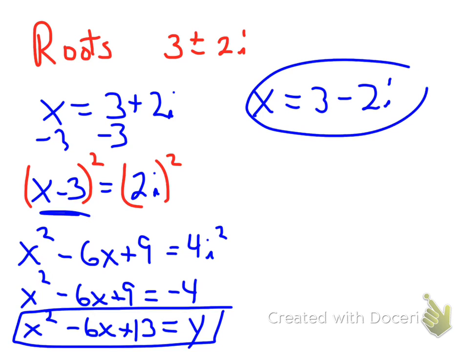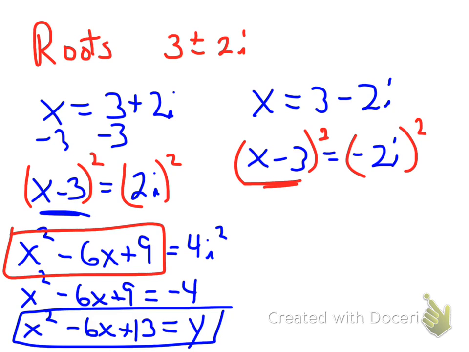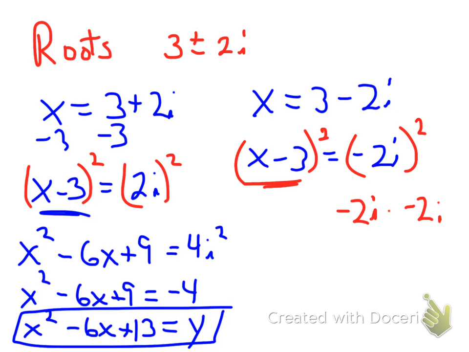If I use the other root, it does not make a difference, because doing the same steps, when I square both sides now, I still get on this side the same thing, x squared minus 6x plus 9. When I square negative 2i, it's the same thing as negative 2i times negative 2i. So negative 2 times negative 2 is a positive 4, and again I get i squared, which is the exact same as I got here. And now the same process goes through to give me the equation. So that is one of the methods.